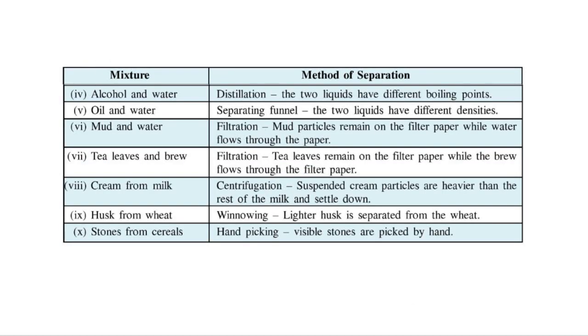And now, before I finish: alcohol and water, we already talked about distillation. Oil and water, separating funnel, as the two liquids have different densities. We have talked about it in the more elaborate lecture. Next, mud and water, again we use filtration. Tea leaves and brew, we use filtration. Cream from milk, centrifugation technique. Husk from wheat, winnowing, and then stones from cereals, hand picking.